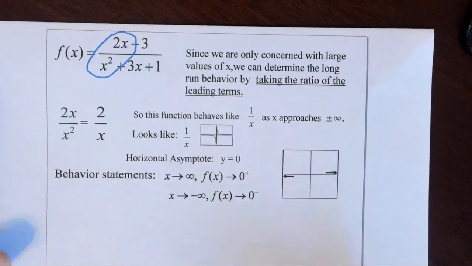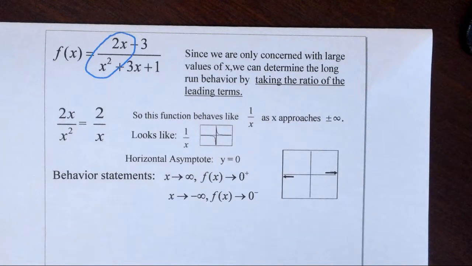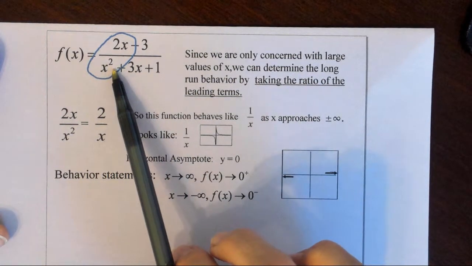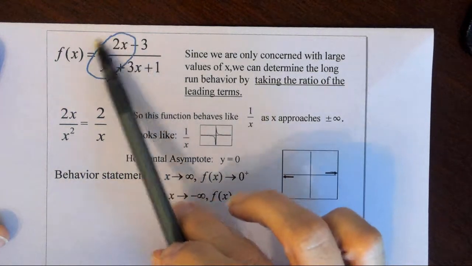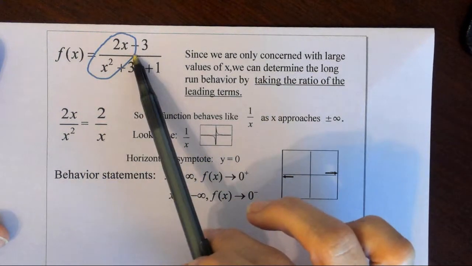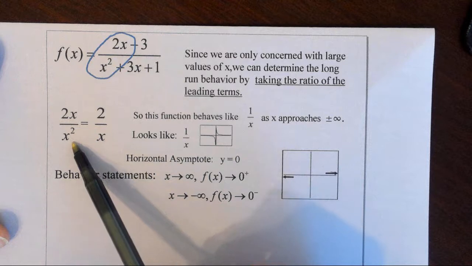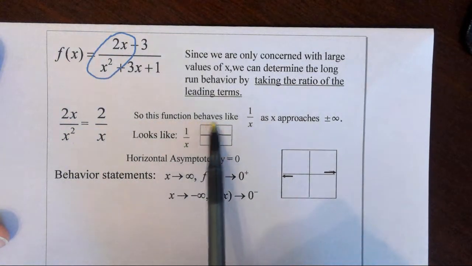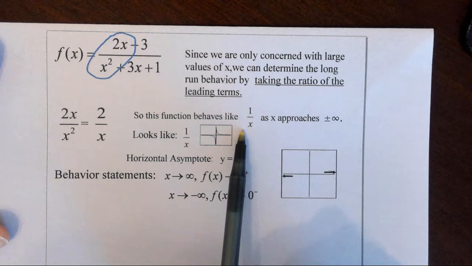Since we're only concerned with large values of x, we can determine the long-run behavior by taking the ratio of the leading terms. The leading term on top is 2x. The leading term on the bottom is x squared. I'm going to take the ratio of just these two terms. So 2x over x squared reduces to 2 over x. So this function behaves like a 1 over x function.